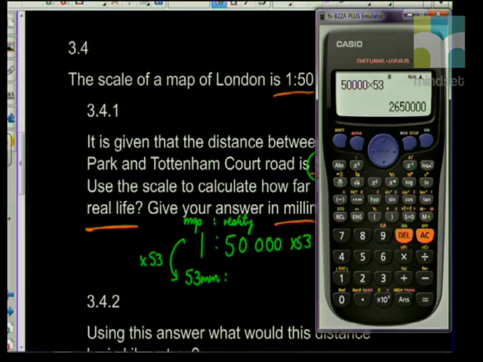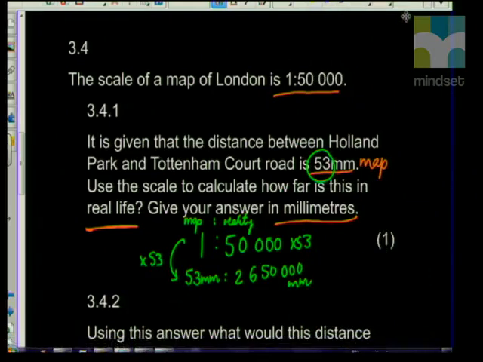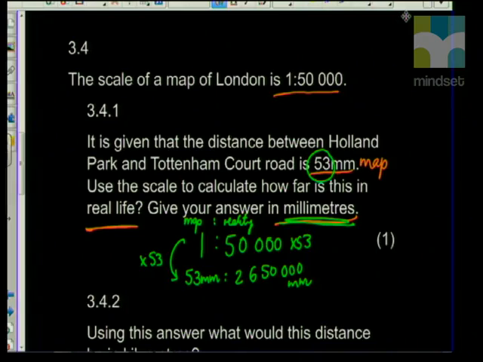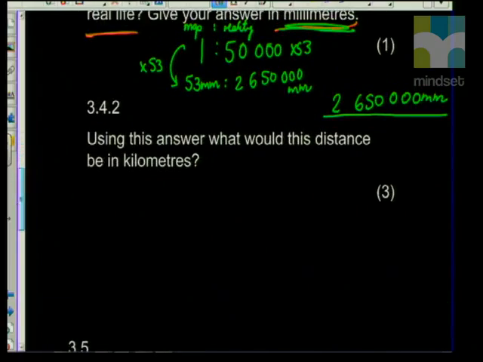is 2,650,000 millimeters. That is correct, as they have asked for this question to be answered in millimeters. So this would be my final answer, 2,650,000 millimeters. All right, so they've tested that we can actually convert it.